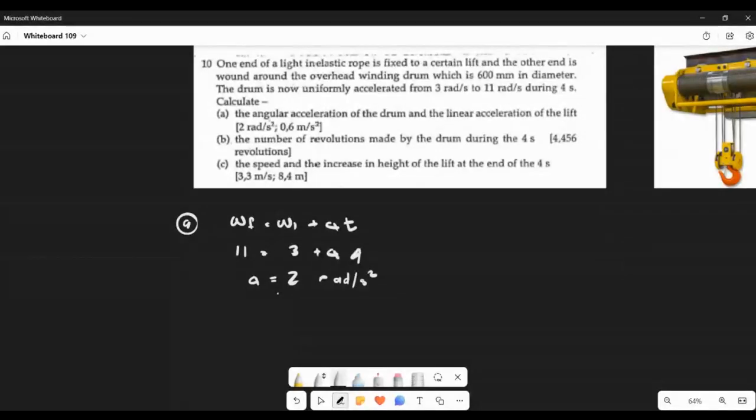So what's that formula for the relation between angular and linear acceleration, or tangential acceleration?